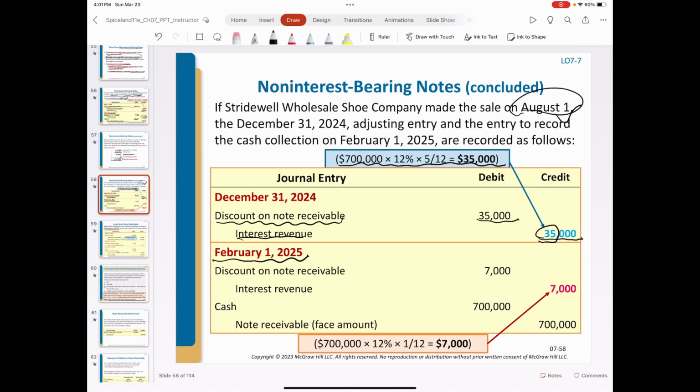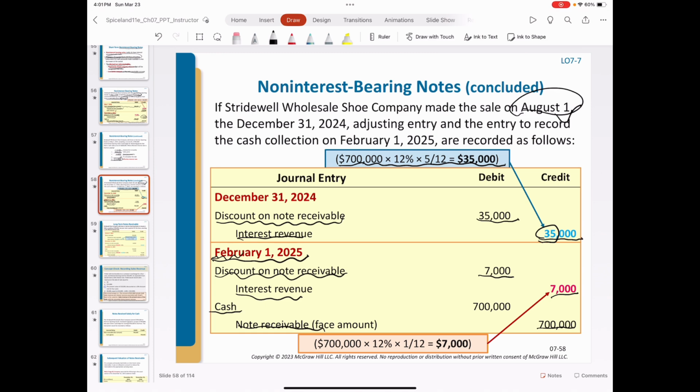In 2025, there's only 1 month for the life of this note. So the company will debit discount on notes receivable, 1 month interest, and 1 month interest revenue recognized. When the note is due, the company will receive $700,000 and write off notes receivable by credit notes receivable.